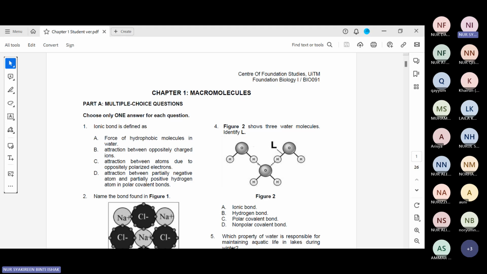24, C. 25, C. Okay, so for all the MCQ questions, do you have any question related to part A that you don't understand that you want me to elaborate or explain?